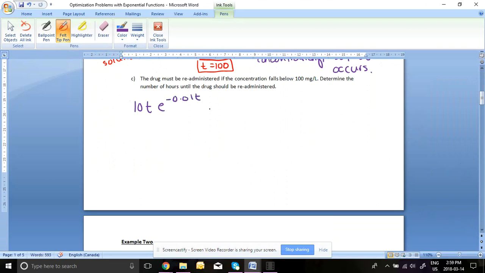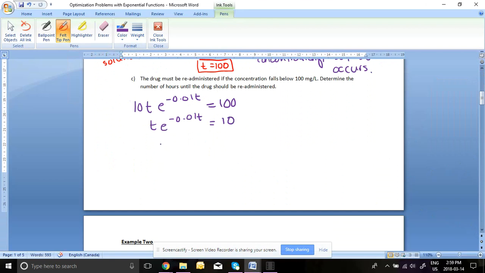equals 100. Okay, so it's really important that you are able to interpret when you need to set the derivative equal to a number or when you need to set the function equal to a number. In this case, it wants to know the concentration, so that refers to the original function. So notice we can divide both sides by 10 to get 10 here.